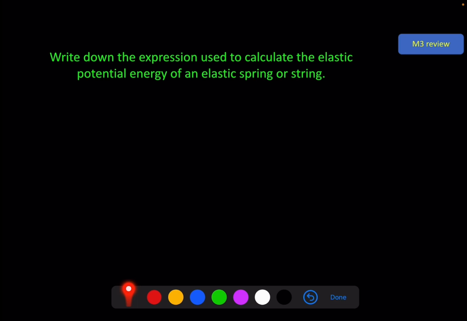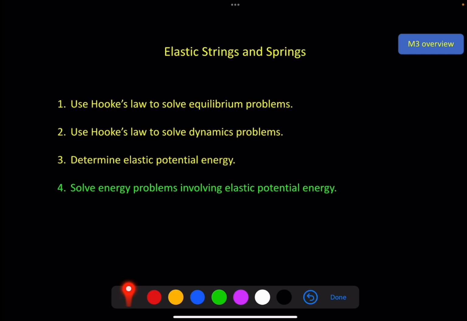Quick starter question here. Write down the expression used to calculate the elastic potential energy of an elastic spring or string. This is the expression we had in the previous video, and I hope you remember that elastic potential energy is lambda x squared over 2L, where L is the natural length, lambda is the modulus of elasticity, and x is the extension. Together with gravitational potential energy and kinetic energy, we'll be using this expression in this video in order to solve energy problems involving conservation of mechanical energy.